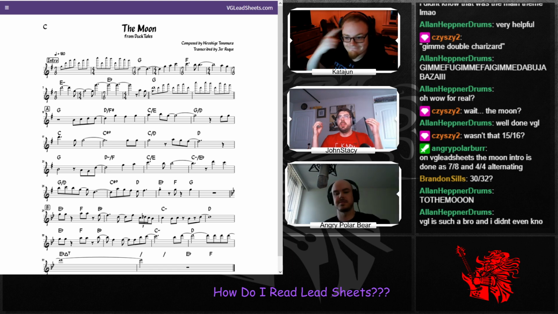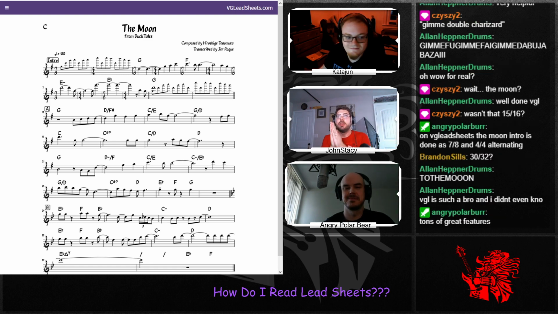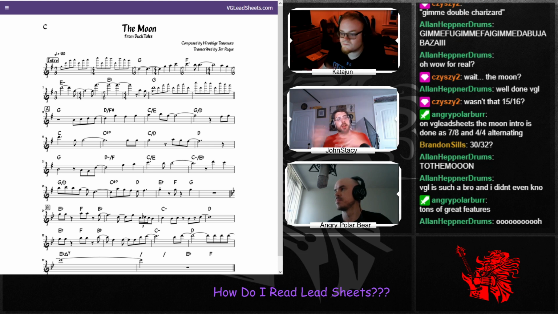VG lead sheets, in their mission, their formatting and everything, try to make everything as readable and as immediately playable as possible. And if you were to write this at quarter note equals 90, which I've seen some people do, actually, whenever I originally transcribed the sheet way back when, that sheet is not on this site, I actually transcribed it at quarter note equals 90, and it was 15/16 for the beginning. Actually, I did it in 4/4 because I was doing it for musicians, I didn't actually do the 7/8 thing.